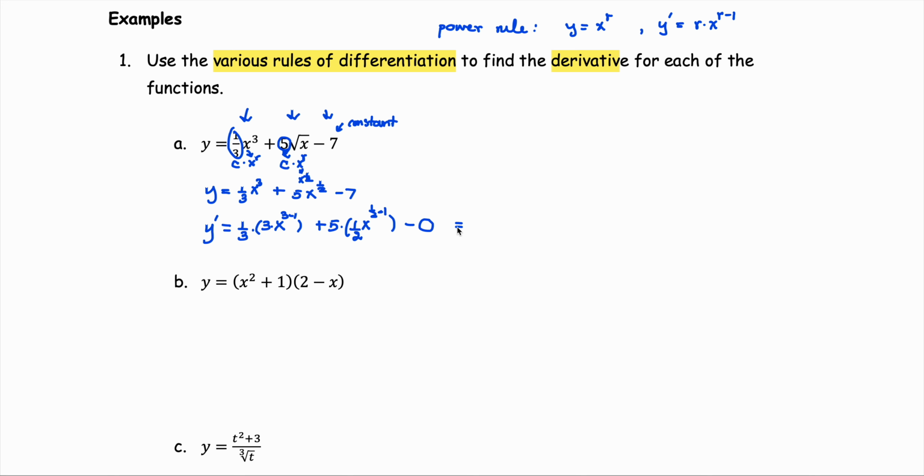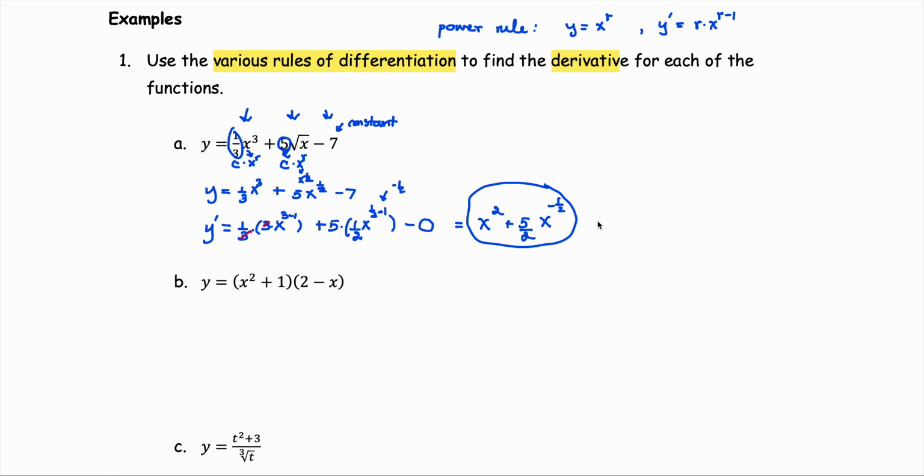Then we just simplify as much as we can. For the first one, 3 and 3 reduce, and 3 minus 1 becomes 2. That means the first term now becomes x to the power 2. For the second term, 5 and 1/2 multiply, or rewrite into the simpler term 5 over 2, times x to the power 1/2 minus 1, that is negative 1/2. So the final power is negative 1/2 here. And minus 0, you can ignore that term. So we get the derivative of part A.